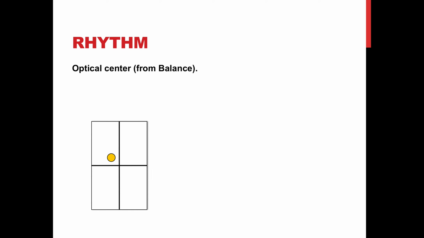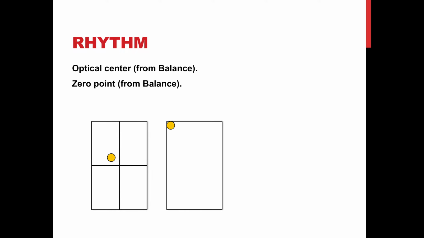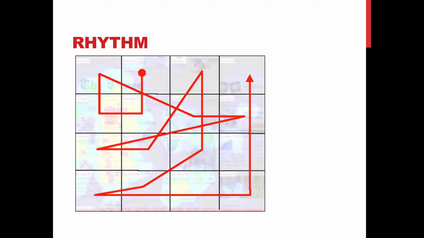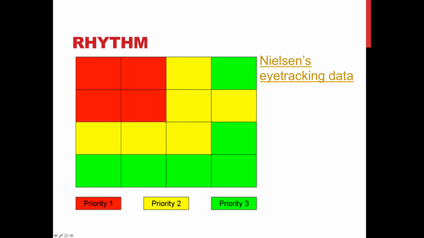So if we're talking about rhythm, we learned about the optical center from balance, we learned about the zero point from balance, and we learned about the vectors from contrast. Okay, so now let's look at how people actually look at a website. Well, it looks something like this, where they're going to start on the circle, and they're going to come down, and this person kind of glanced all around, and then the last bit that they read is this sidebar over here. So if we were to put this into a heat map, it might look something like this.